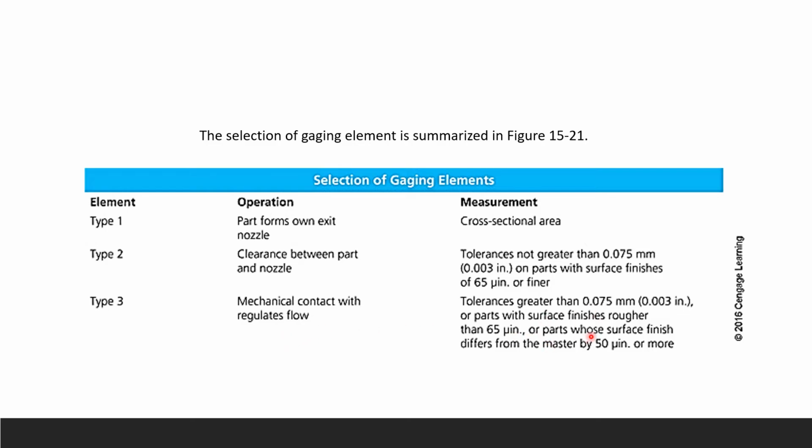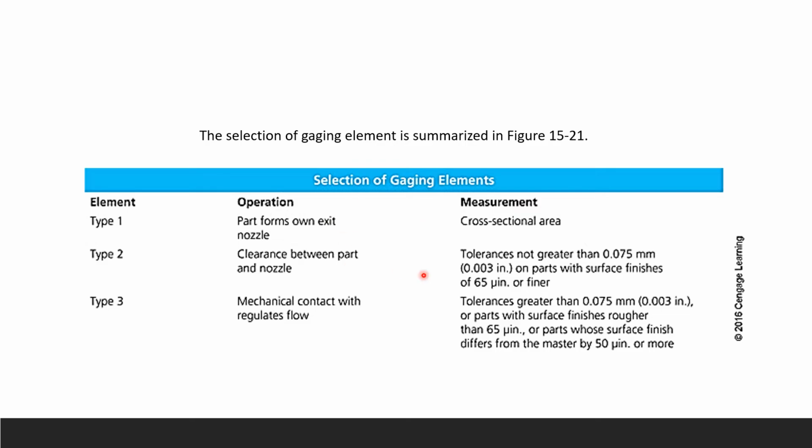Type 3, mechanical contact, which regulates flow. When you take a look at it here, it's about the same. It's for parts with a surface finish rougher than 65 microinches. This one we can go finer, therefore it has higher amplification. Or parts whose surface finish differs from the master by 50 microinches or more.